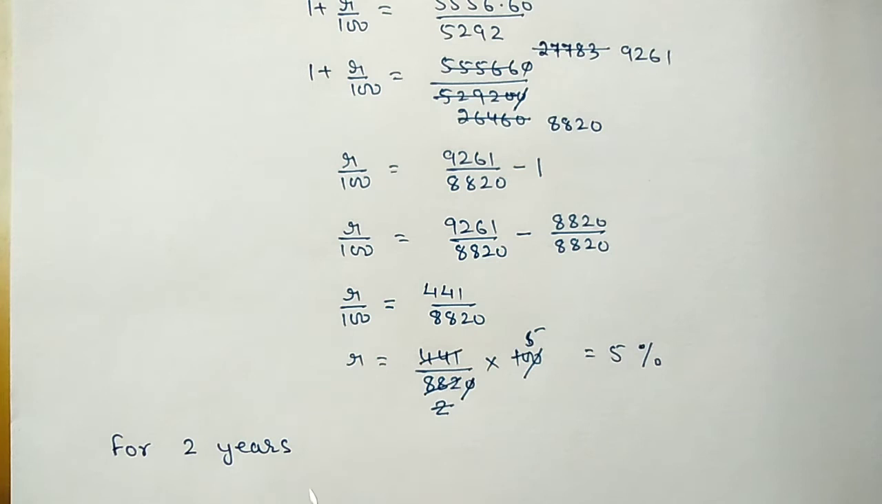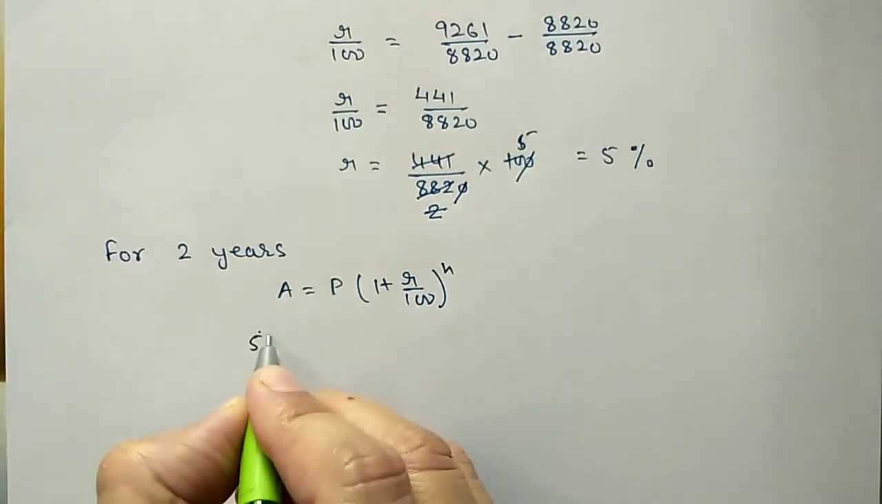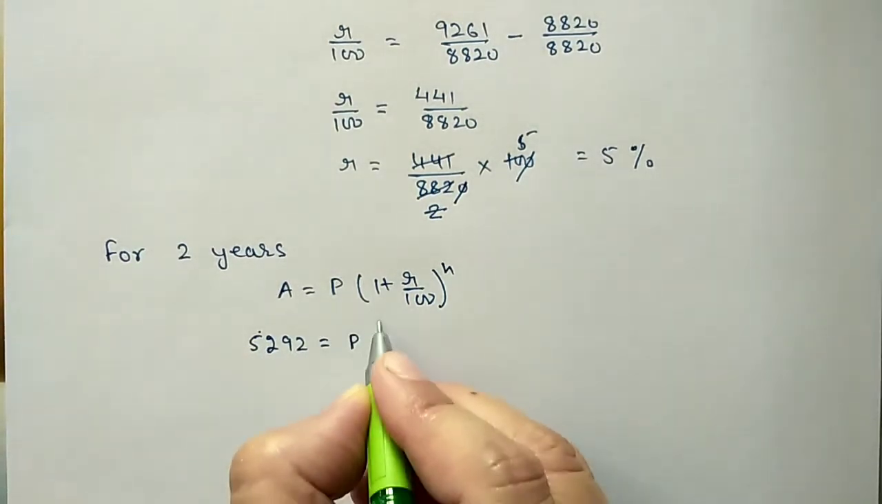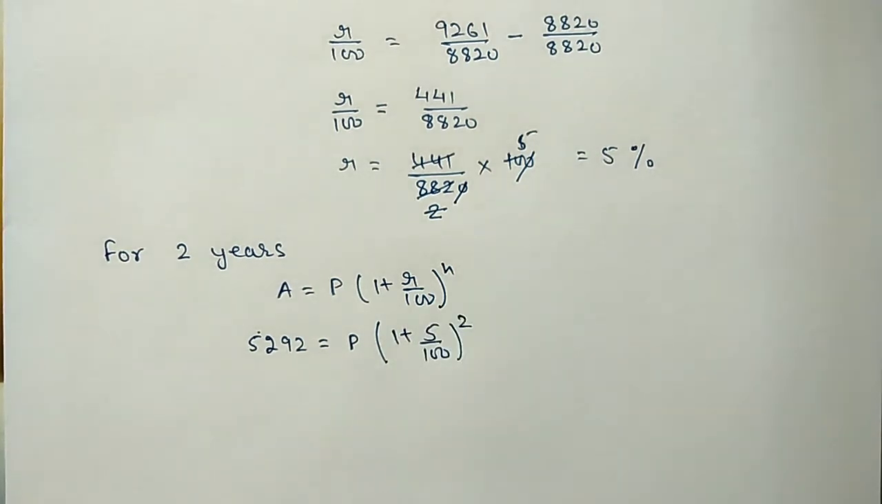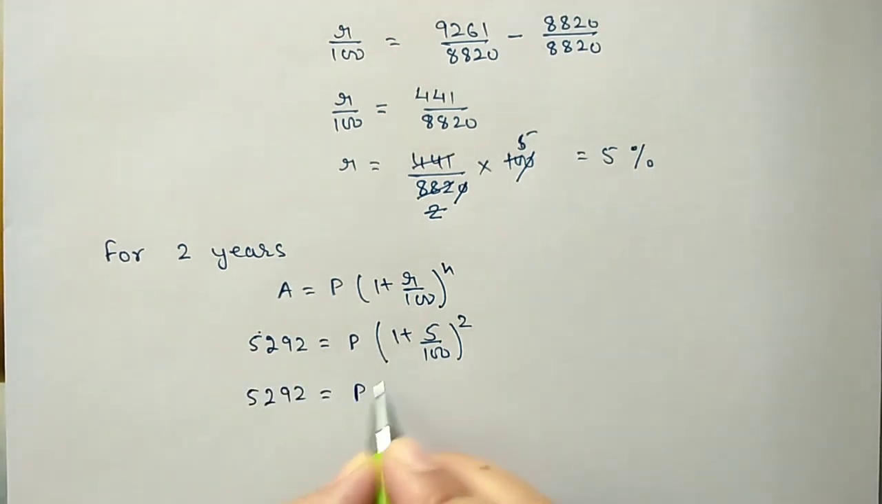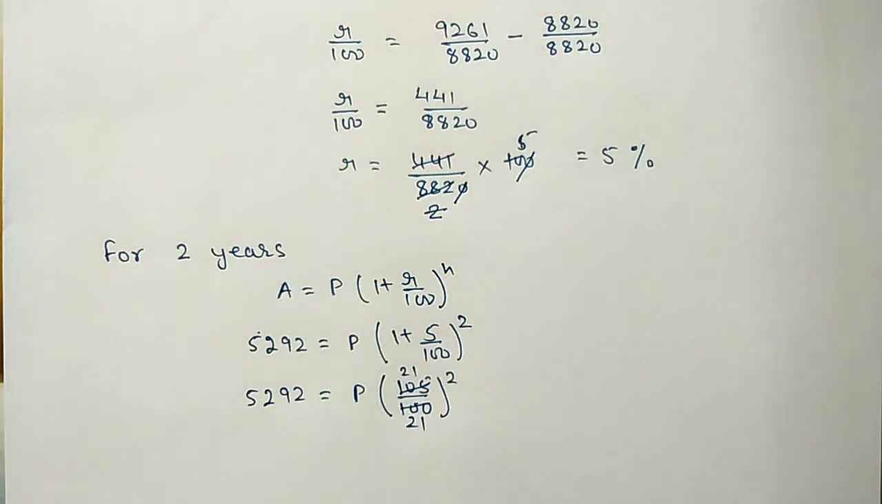For 2 years, if we calculate, amount is equal to P into (1 plus r by 100) to the power n. Amount after 2 years is given as 5292. Principal money we have to find out. Rate, just now we have calculated, is 5% and time is 2 years. After calculation we will get 105 by 100 to the power 2. Cancel out with the table of 5, you will get 21 by 20.